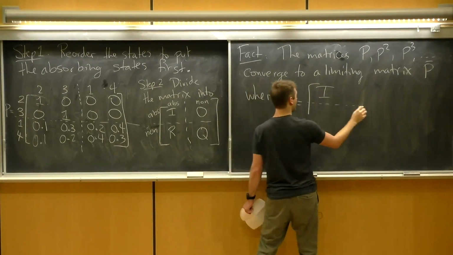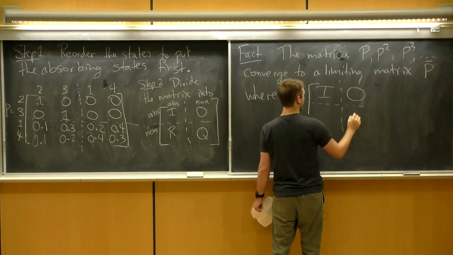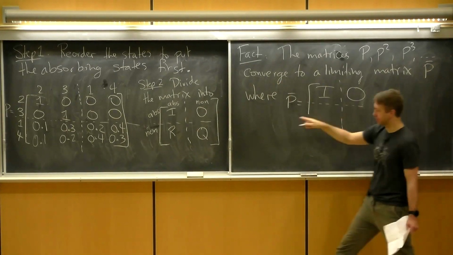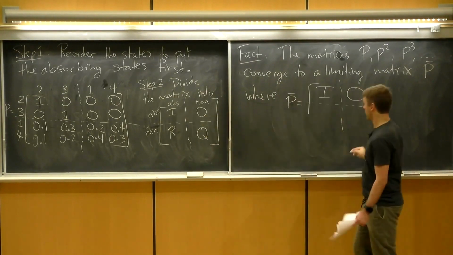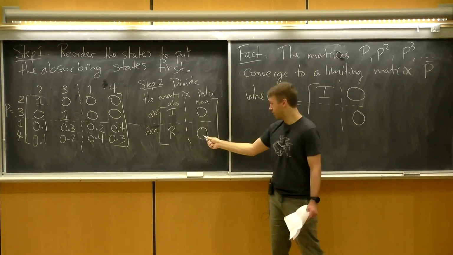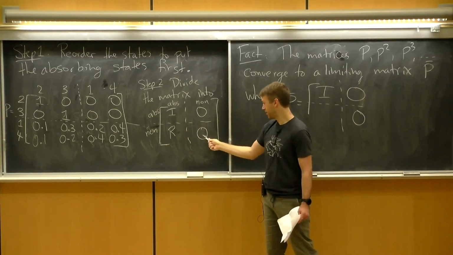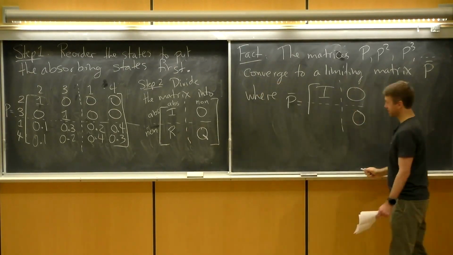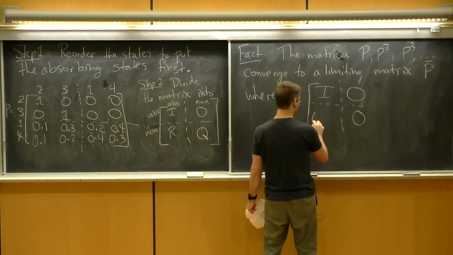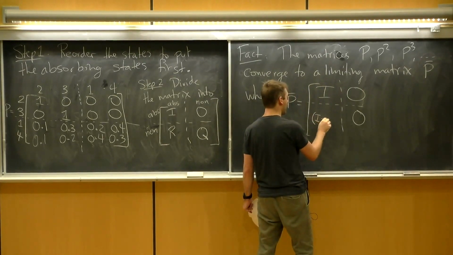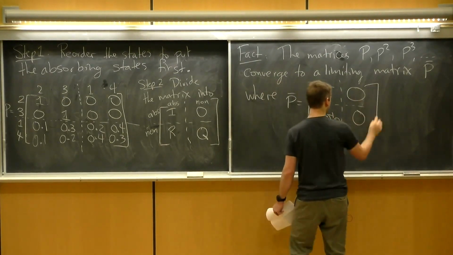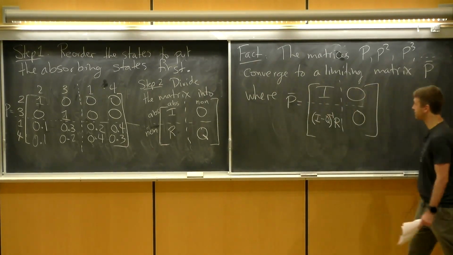So what it looks like: it's got the identity here. It's got 0 here, just like this. But now it's got a 0 here. So this was a Q before, not a 0. Note this little line. And over here, it's got something quite strange. It's got the matrix, the identity minus Q inverse times R.